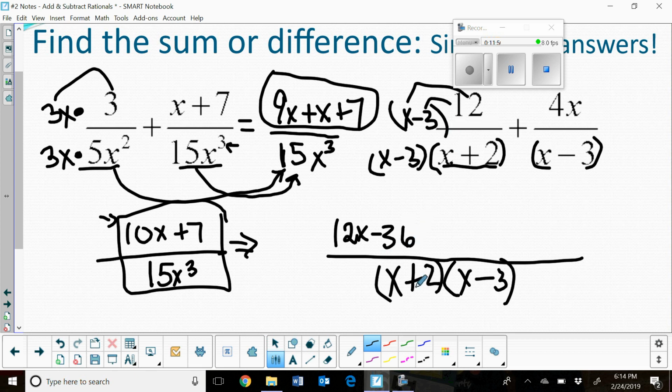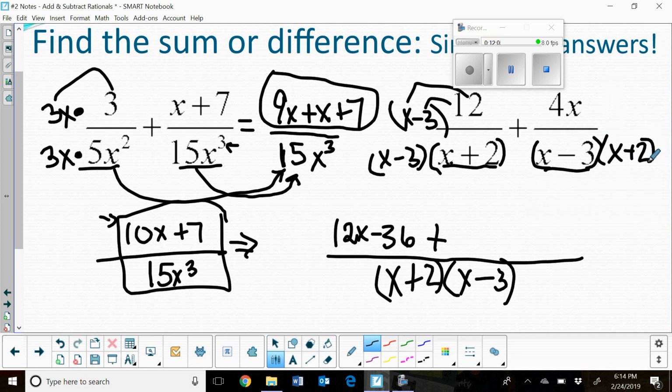Because I had to distribute. Then I'm going to add to it the second term. Well, what's missing in my denominator from the second term? I have an x minus 3 and I'm missing my x plus 2. So I have to multiply this by x plus 2.